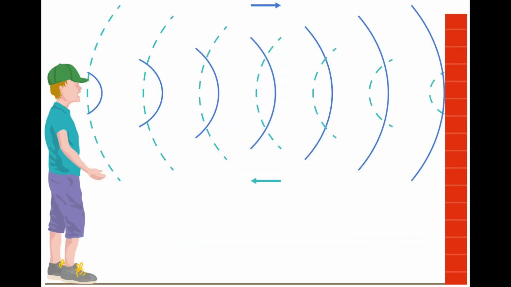Look at this image of sound waves. The sound waves are coming from the boy's mouth. Those are the solid blue lines. And then they hit the brick wall and they bounce back. So you can see those dotted lines. Those are the sound waves bouncing back. What's coming back or being reflected are what we hear as echoes.